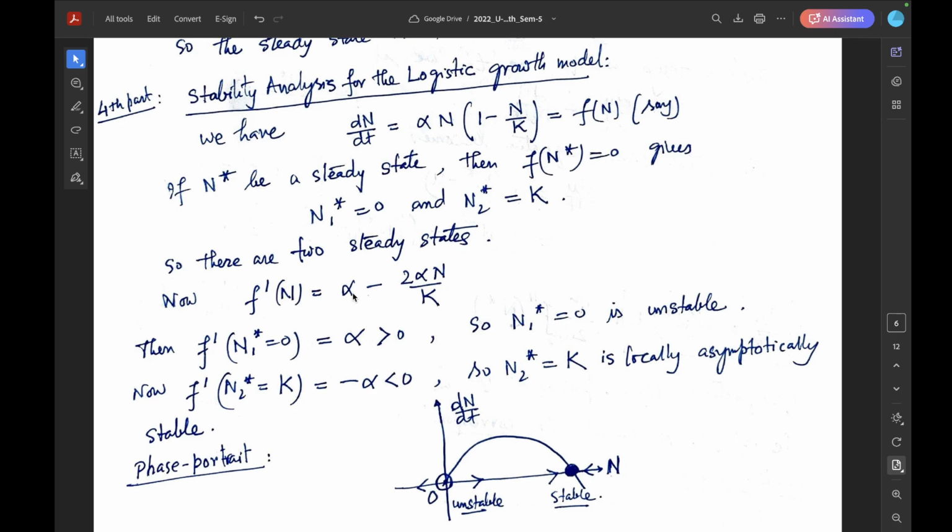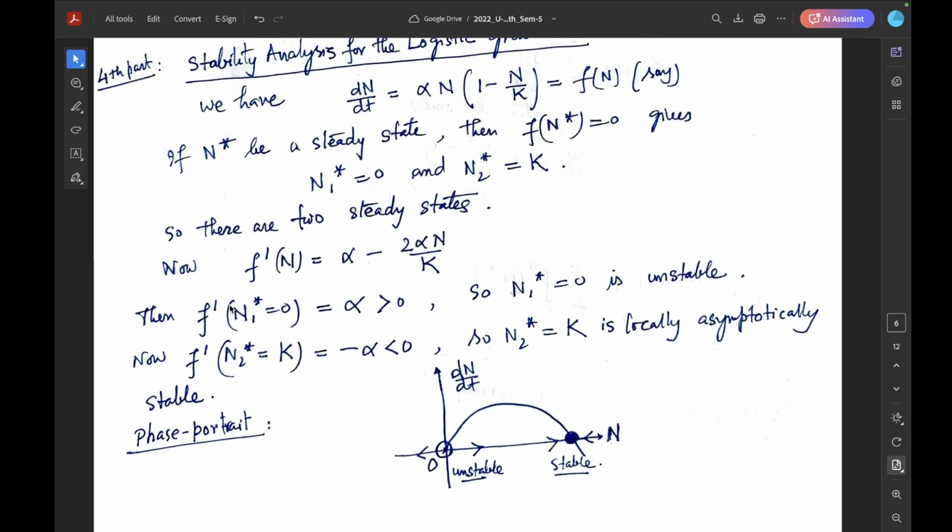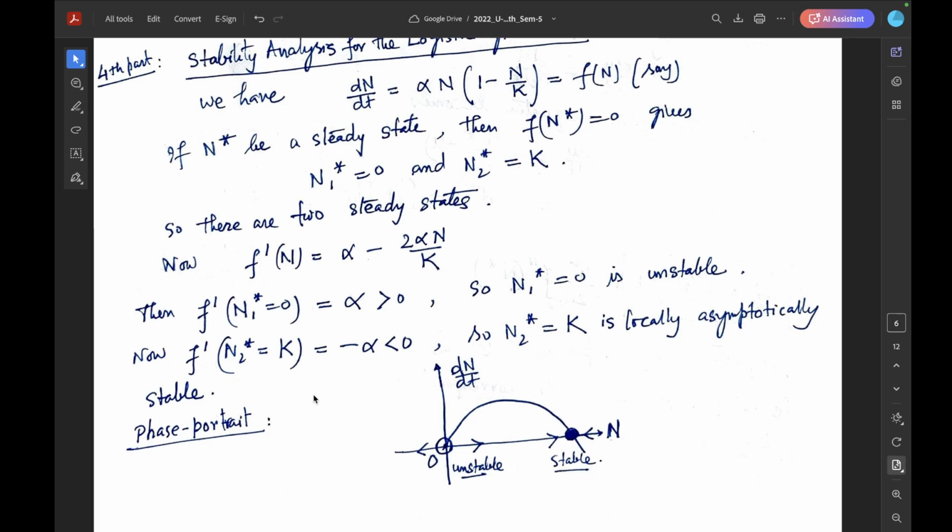Now, f dash(n) equals alpha minus 2 alpha n by k, that is alpha n minus alpha n square by k differentiated. Now, f dash at the point 0 equals alpha, which is positive, because alpha is positive, so n star equal to 0 is unstable. And f dash(k), putting n star equal to k, gives minus alpha, which is negative, so n2 star equal to k is locally asymptotically stable.